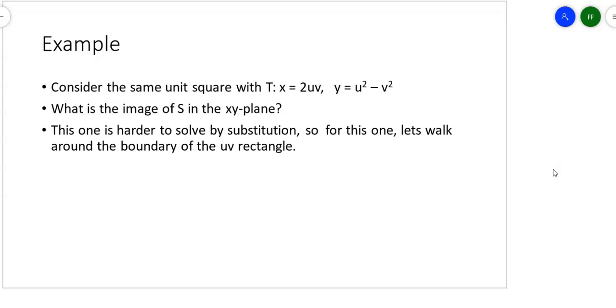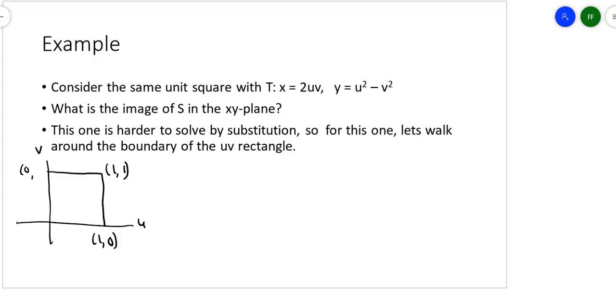So let's walk around that UV rectangle. What does the UV rectangle look like? Well, it's really a square, but every square is also a rectangle. So this is the u-axis. Here's u equals 1, v equals 0. Here's u equals 1, v equals 1. Here's u equals 0, v equals 1. And here's the origin, 0, 0.